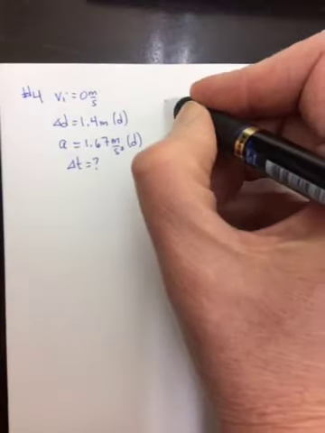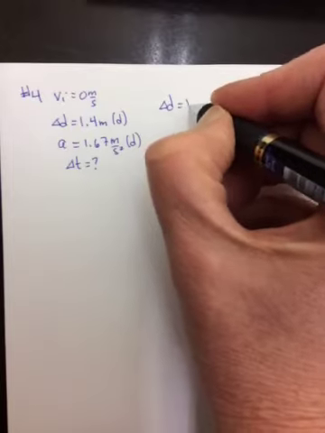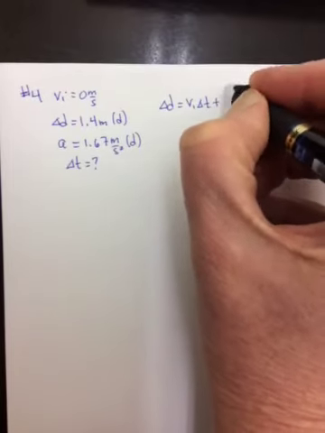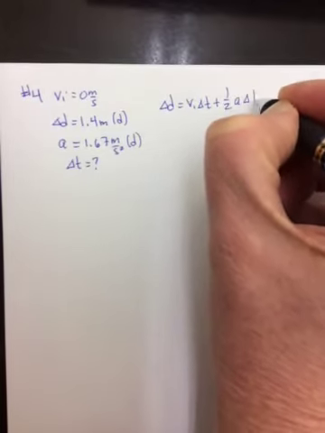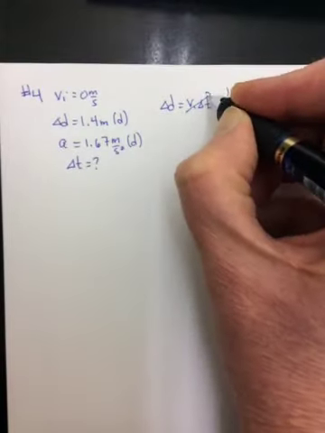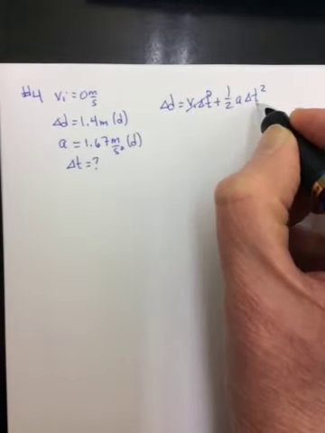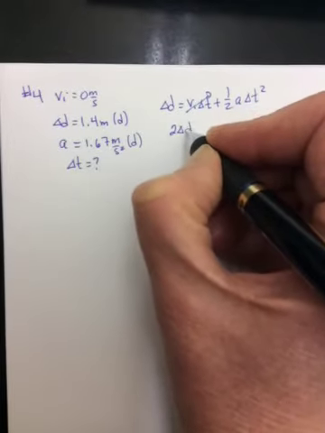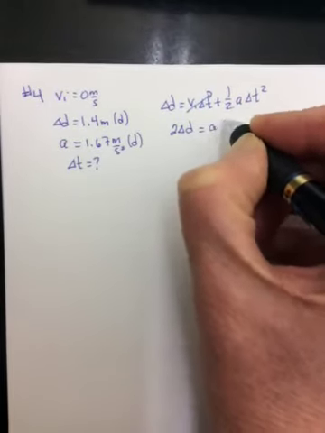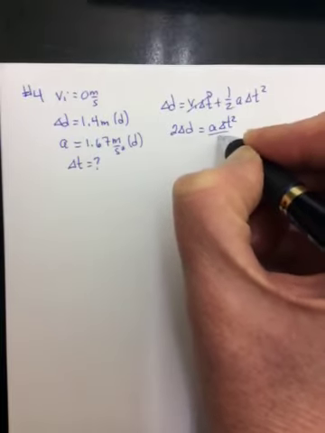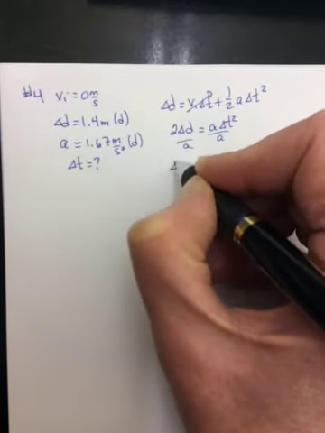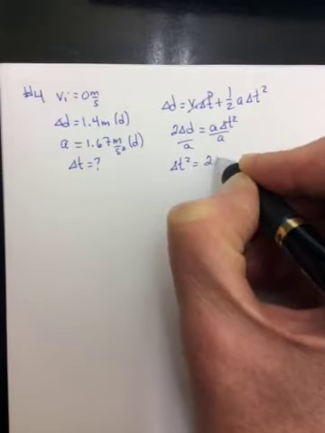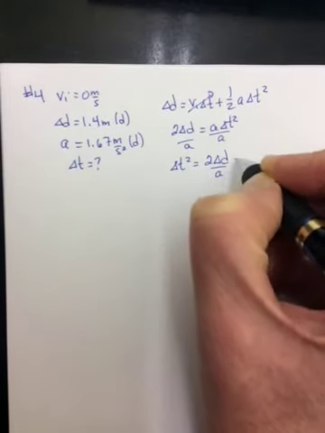delta T in it? Hopefully you are saying delta D is equal to VI delta T plus 1/2 A delta T squared. The VI is 0, so this goes to 0. You want to solve for the time, so multiply both sides by 2 to get rid of the 1/2, and then divide both sides by A. So we have T squared is equal to 2 delta D over A.